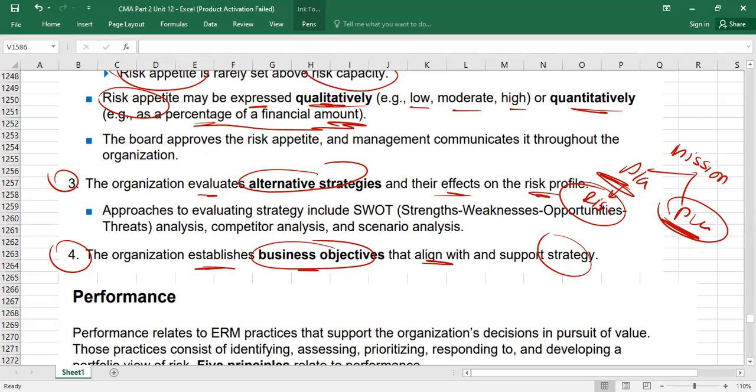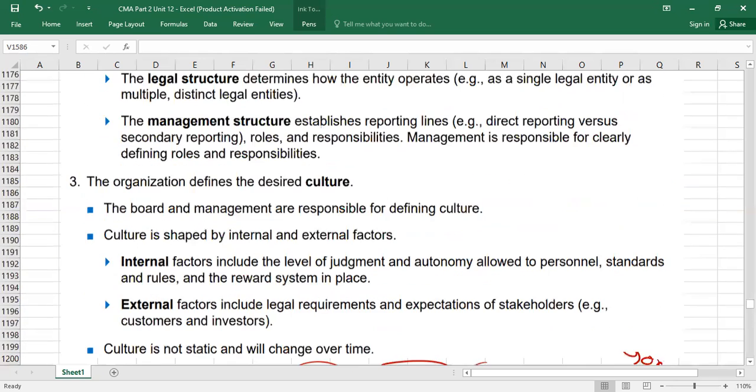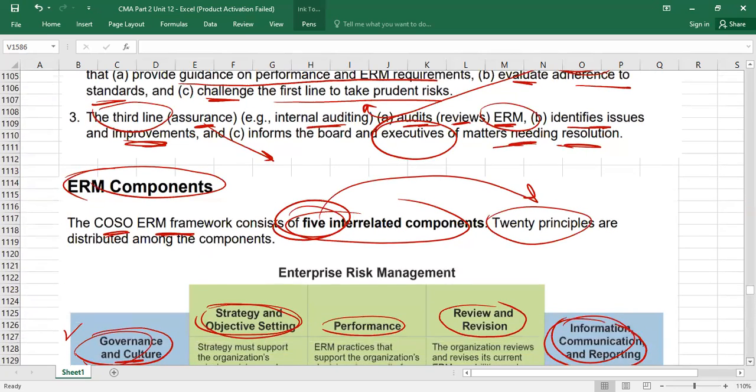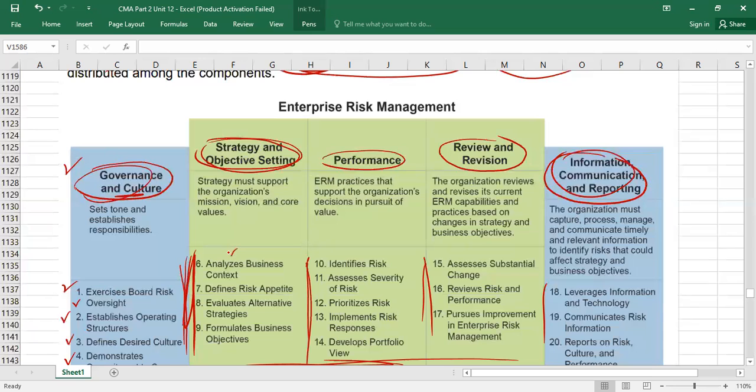And now I'm going to explain. I'm just going to show you a picture. These four principles are written here in shortcut. Strategy and objective setting. What is the first? Analyze business context, define risk appetite, evaluate alternative strategies, and formulate business objectives that are aligned with the strategy.